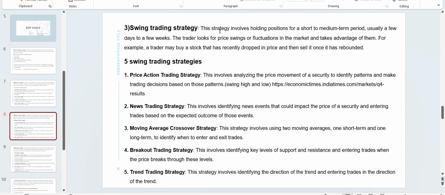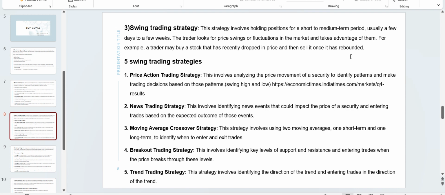This strategy involves holding positions for a short to medium term period, usually a few days to a few weeks. The trader looks for price swings or fluctuations in the market and takes advantage of them. For example, a trader may buy a stock that has recently dropped in price and then sell it once it has rebounded. So again, I'm going to give an example for this.